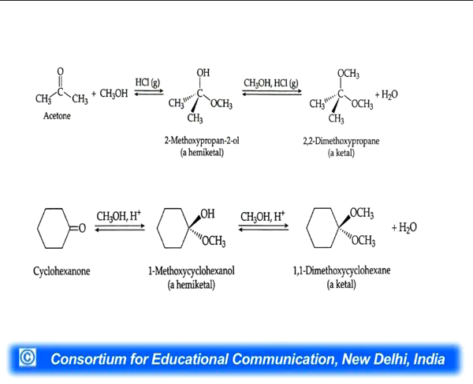Another reaction is for acetone and cyclohexanone. Acetone first of all reacts with alcohol, methyl alcohol, to form 2-methoxypropan-2-ol. Then further reaction will give you a ketal, that is 2,2-dimethoxypropane. Cyclohexanone when reacted with methyl alcohol gives 1-methoxycyclohexanol, a hemiketal, and then 1,1-dimethoxycyclohexane, a ketal, will form. So, nucleophilic addition of alcohol will occur in all the cases.